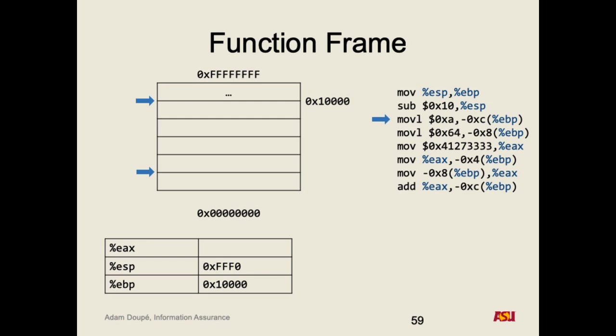So now we do our computation exactly as we saw. So we move hex A into EBP minus C. So we have all of our values here. The CPU will calculate EBP minus C is at FFF4 and copy hex A onto there, those 4 bytes. Then it will move EBP minus 8, which is FFF8, onto hex 64. And then now we have our two-step process where it's going to move this 10.45 in IEEE floating point into EAX, and then move EAX into EBP minus 4.